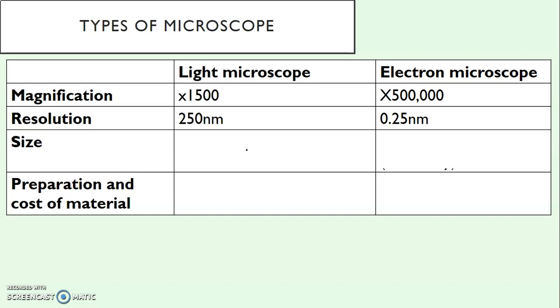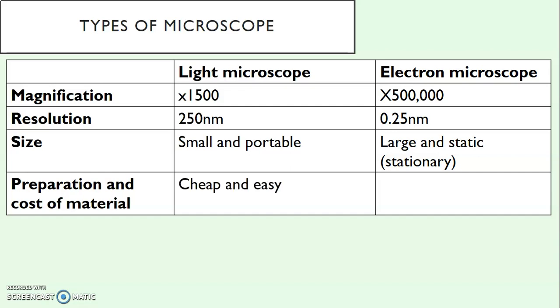In terms of the size of the actual microscope itself, the light microscope is small and portable. The electron microscope is large and we say static, it's stationary, it can't move anywhere. In terms of the costs, light microscope, it's cheap, it's easy, you just need a glass slide and that's it. The electron microscope, it's difficult and it is expensive. So the electron microscope has got quite a few disadvantages in terms of the cost.